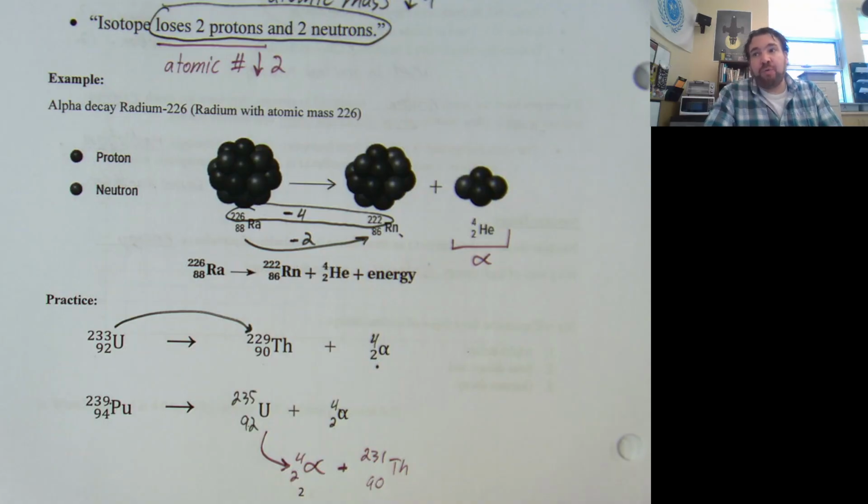Uranium-235 becomes thorium-231. Thorium-231 becomes protactinium. Protactinium becomes actinium. Actinium becomes thorium again. Thorium becomes radium. Radium becomes francium. Francium becomes astatine. Astatine becomes polonium. Thallium becomes lead. Oh, nope. Thallium becomes lead. And lead is stable, so it stops at lead. And this rate of decay is millions of years long.